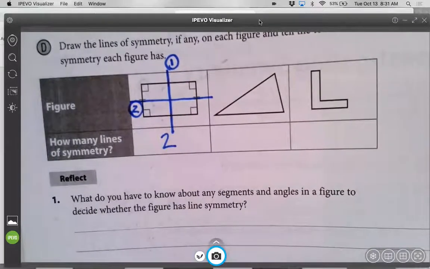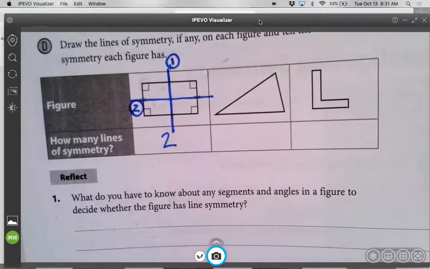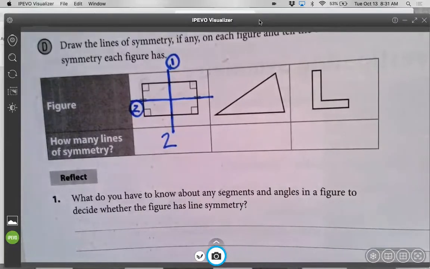It's more helpful the more lines you have. So with 2, it's not really hard, but if you had 10 lines of symmetry on something, it would be more beneficial to go ahead and have them numbered. So that's why I number them as I draw them.